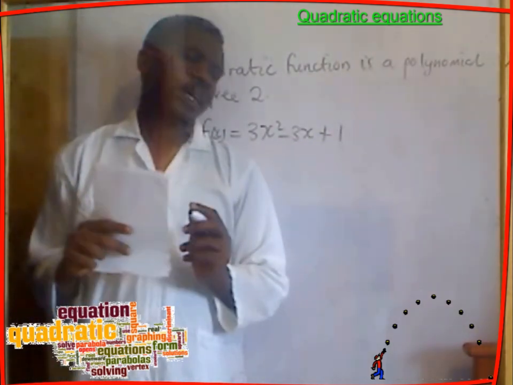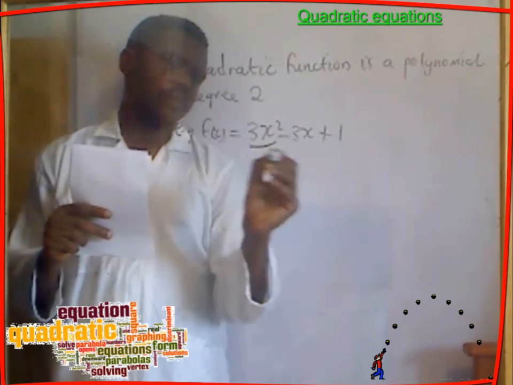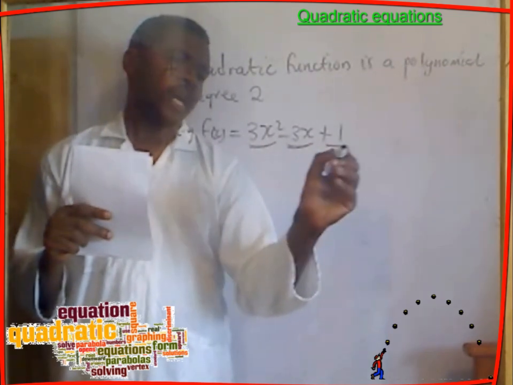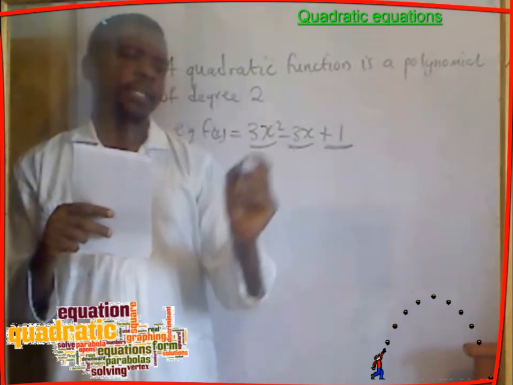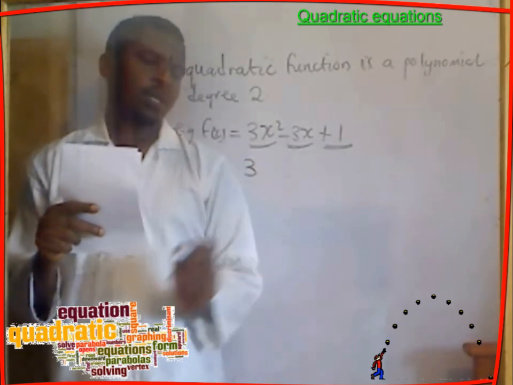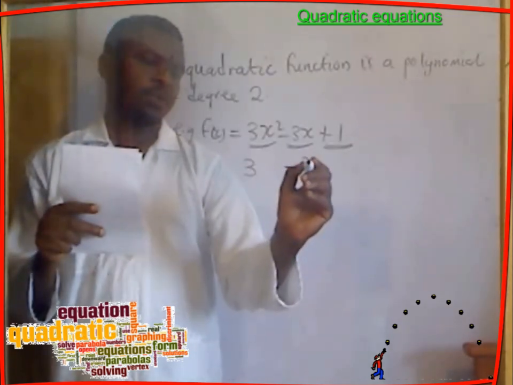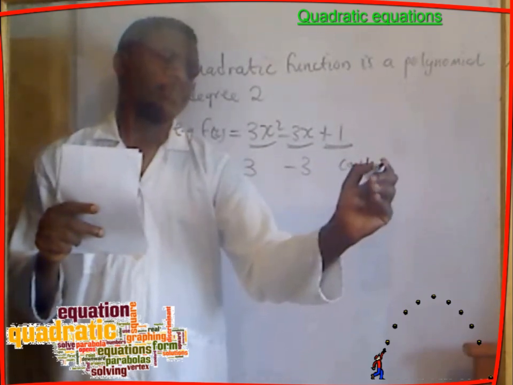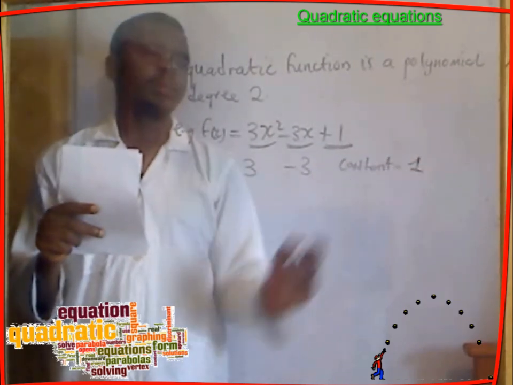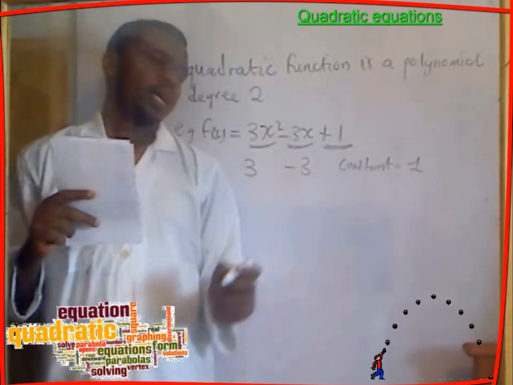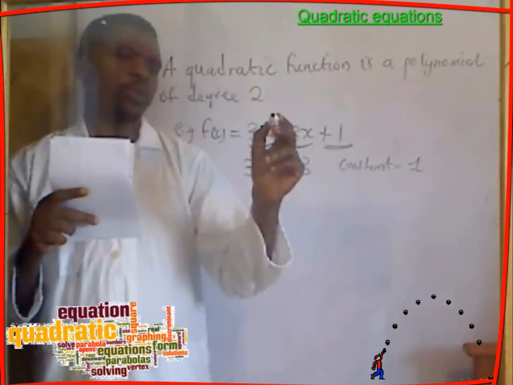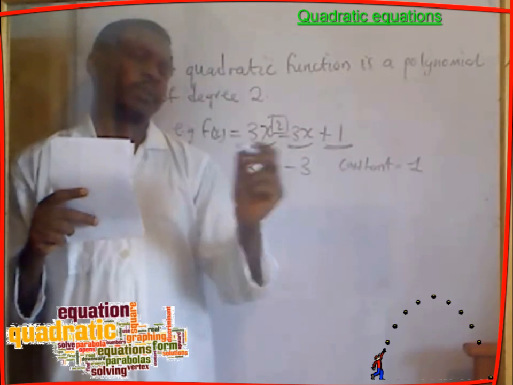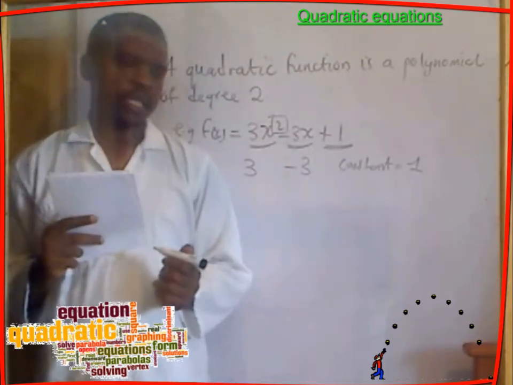This polynomial has three terms. This is the first term, second term, and third term. The coefficient of the first term is 3, the coefficient of the second term is minus 3, and this is called a constant term, equals 1. We can see here that the highest power of the unknown is 2. That's what makes it quadratic.